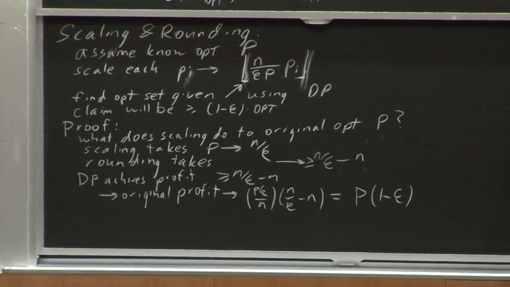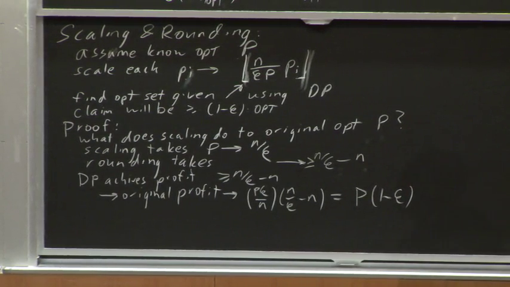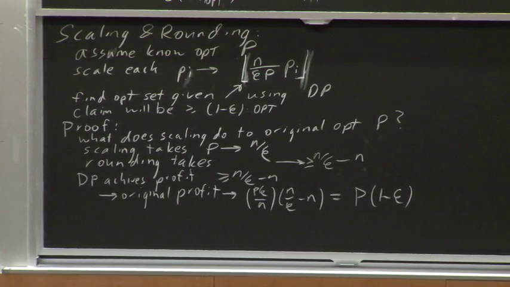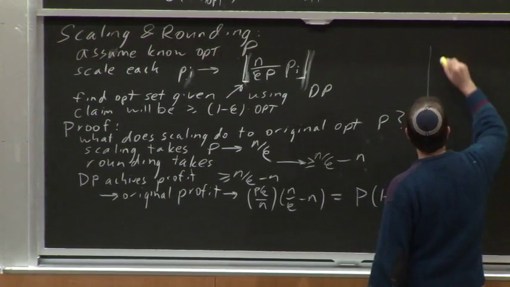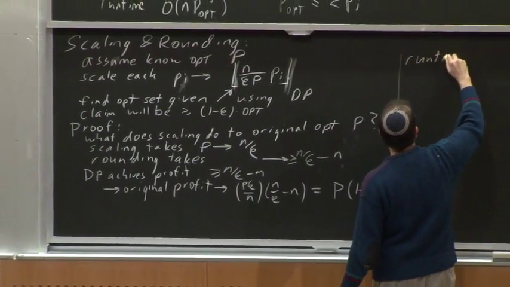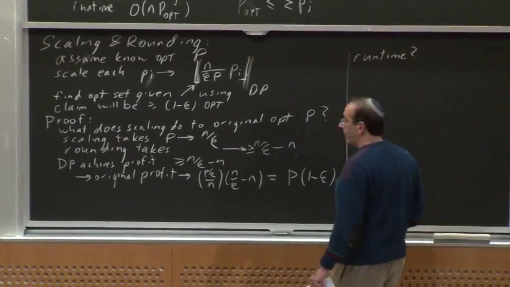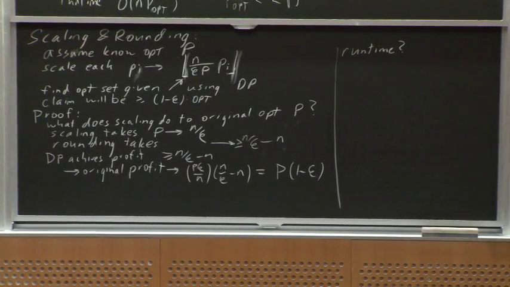In other words, it is a 1 minus epsilon or 1 plus epsilon approximation, depending on whether you want to talk about numbers bigger than or less than 1. Okay. Now all we have to ask in order to finish this algorithm is about the runtime. Right? So what's the runtime of this algorithm?